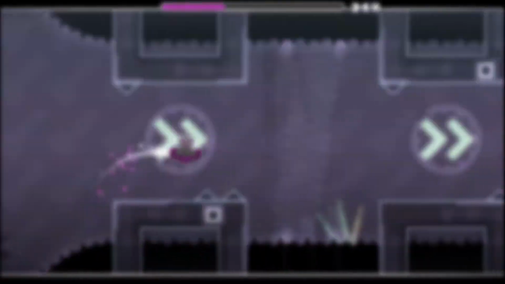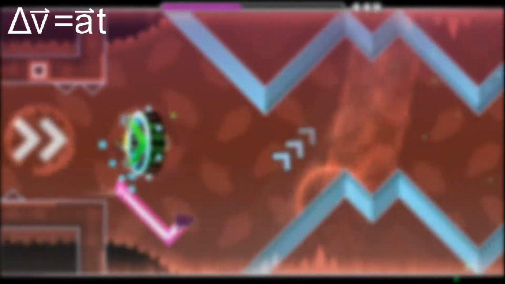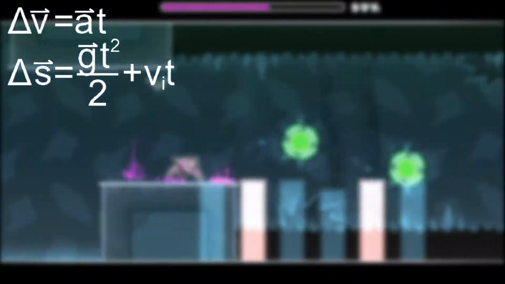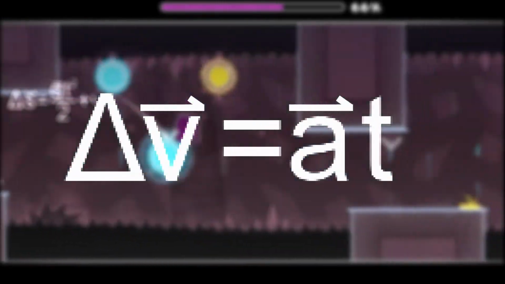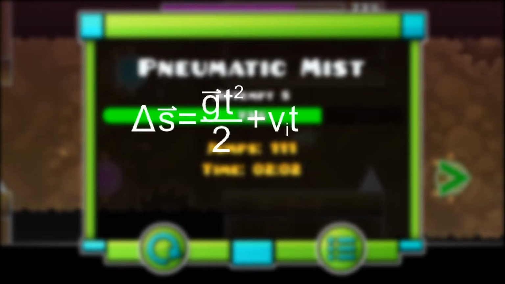Alright, let's do some algebra to get equations for the gravitational acceleration. We have delta v is equal to a t, and we have delta s is equal to a t squared over 2 plus the initial velocity times t. We can't really do anything with the first equation since it has too many variables that are unknown at this point in time. Speaking of time, that's exactly what we need.